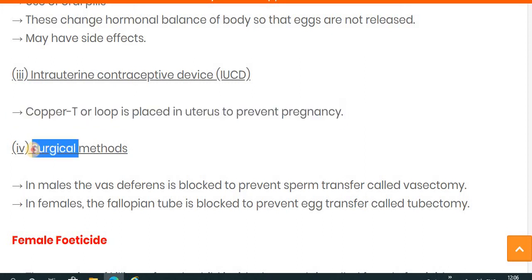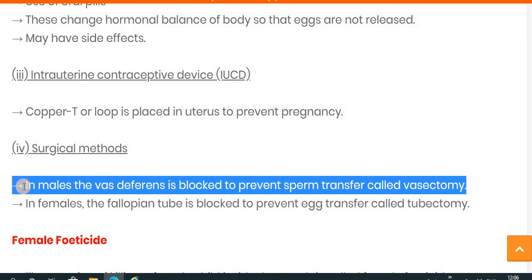The next method is the surgical method. In the surgical method, in the male, the vas deferens is blocked to prevent sperm transfer. That is called the vasectomy. In the vasectomy, what happens? The vas deferens is the tube which transfers the sperm from the testes. So in the male, the vas deferens is blocked to prevent sperm transfer. This is called the vasectomy.